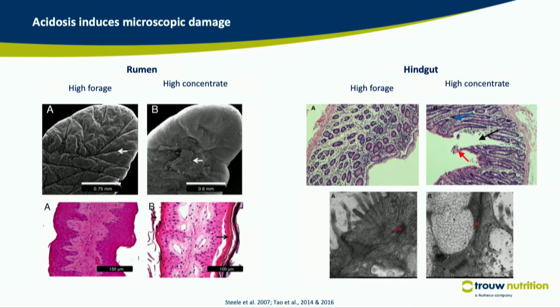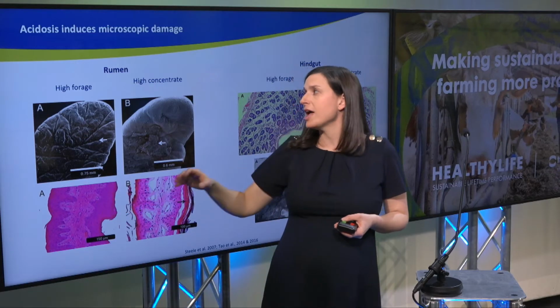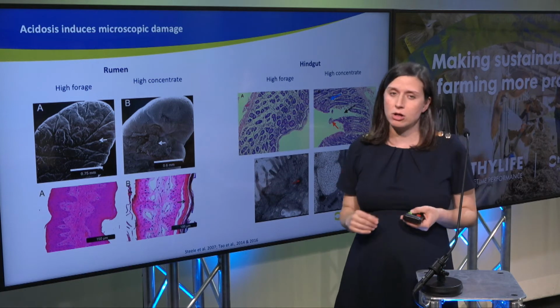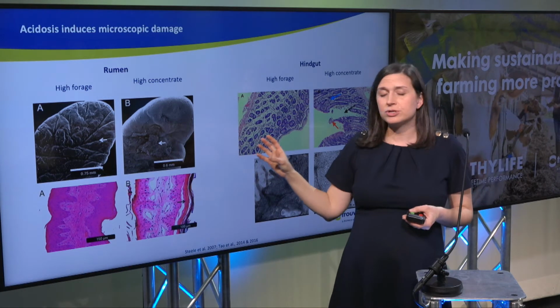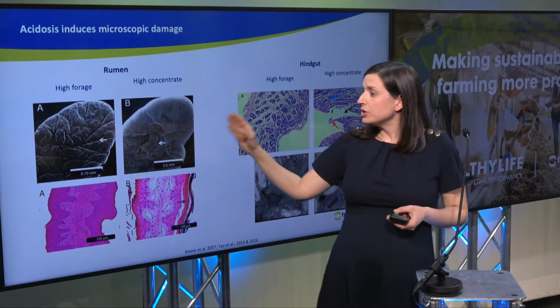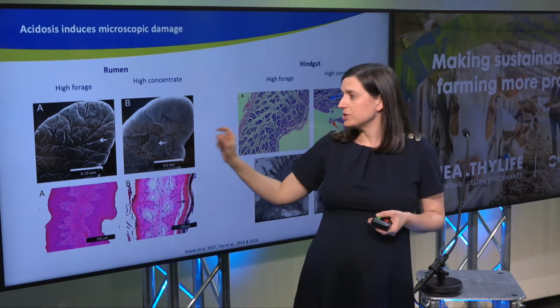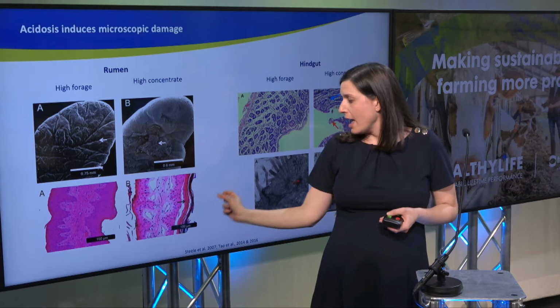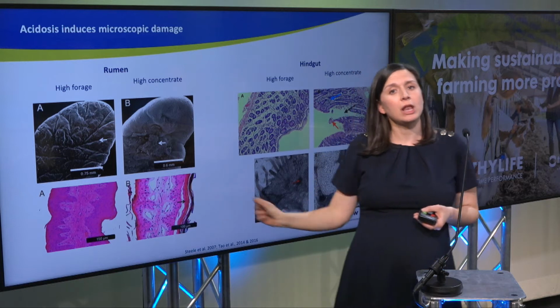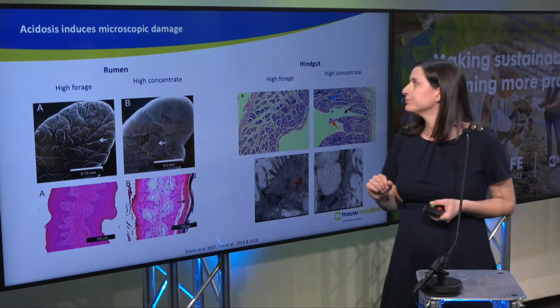Acidosis also induces damage at the microscopic level, and it does so both in the rumen and in the hindgut. Here we have the rumen pictures. On the left, control animals on a high forage diet. On the right, animals on a high concentrate diet. These are pictures of the rumen papillae, and you can see that with the high concentrate, we start seeing the sloughing of the cells and detaching of some of the layers of the papillae.